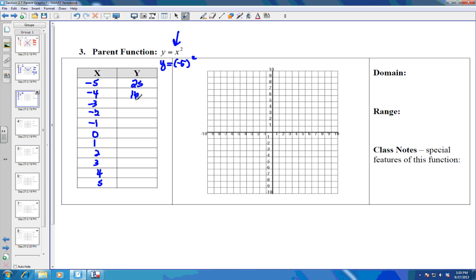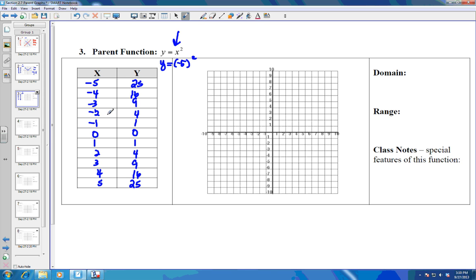Negative 3 quantity squared is 9. Negative 2 quantity squared is 4. Negative 1 quantity squared is 1. 0. 1 squared is 1, 2 squared is 4, 3 squared is 9, 4 squared is 16, 5 squared is 25.